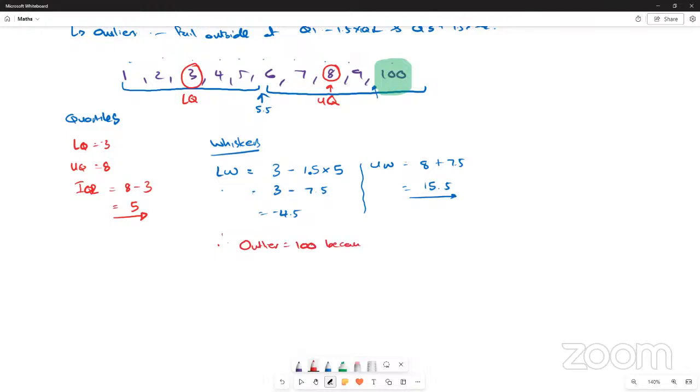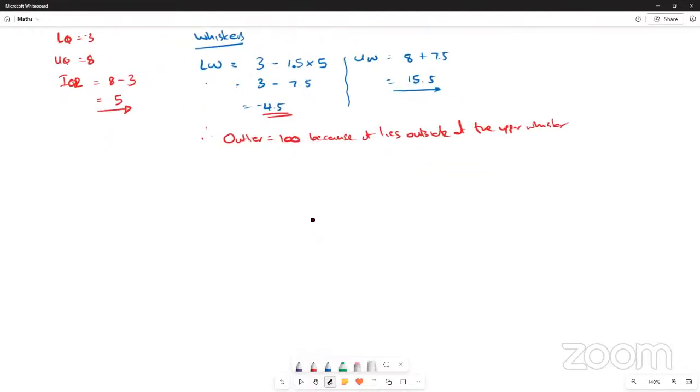because it lies outside of the upper whisker. And my lower whisker encompasses all the values that are there already. So now we can draw a box and whisker plot for this, or we can even just write a conclusion based on this for now.